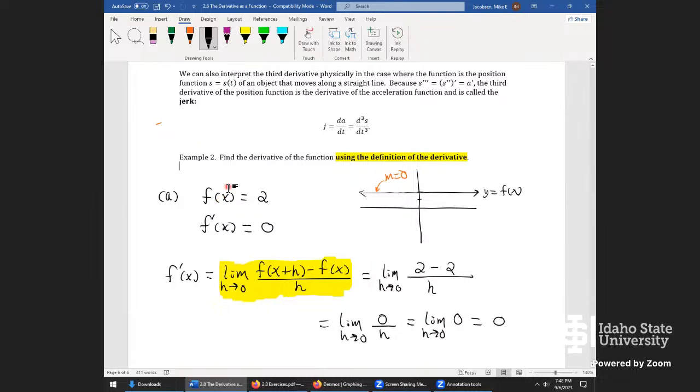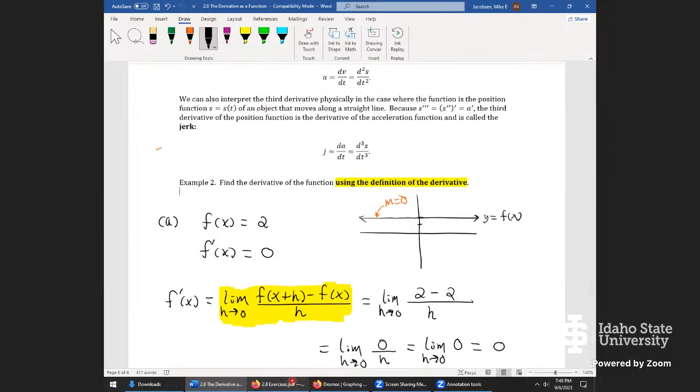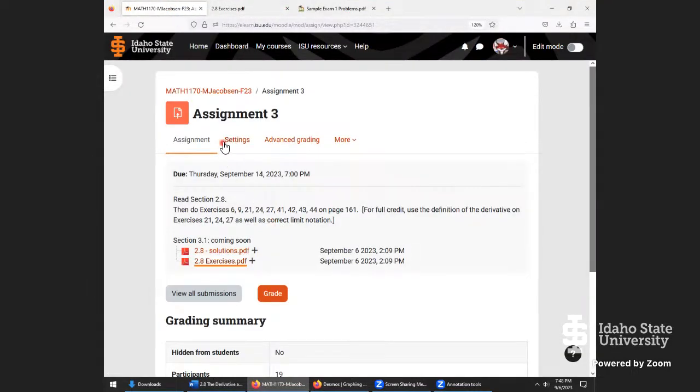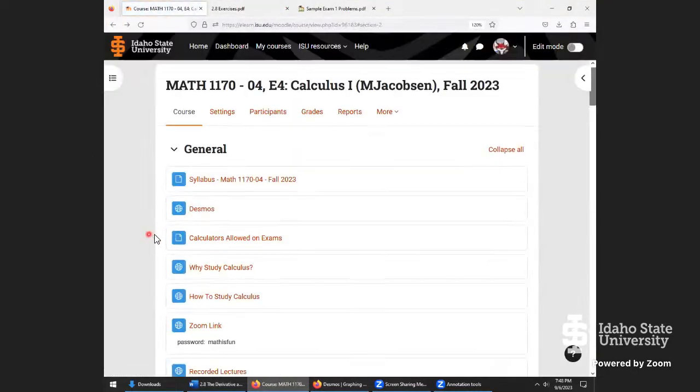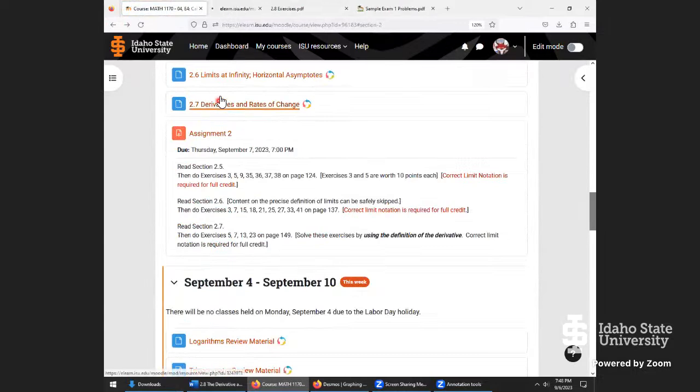So when you would find a number, would that be what you chose? No, it would be where the x goes. Yeah. h is just a quantity that's getting smaller and smaller. I think the best picture for that would be, let's take a look at 2.7.